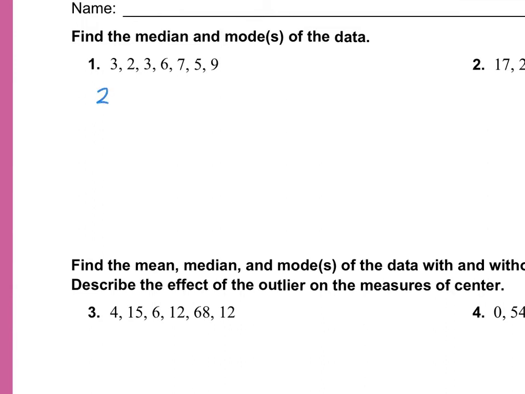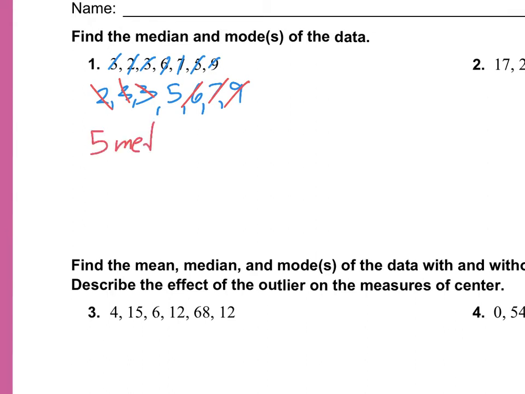So we're going to go 2, 3, 3. Then there's no 4, but there's a 5. There's a 6, there's a 7, and there is a 9. Okay, so let's find the middle number first. So we're going to cross one off on each end until you get to the middle. There we go. 5 is the median. What number happens the most? 3. 3 is the mode.